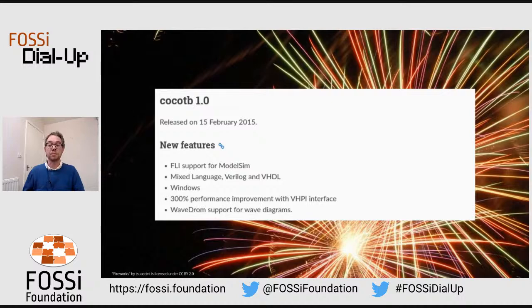So that was kind of the first release that got designated as potentially not stable, but at least a major milestone that was worth celebrating. There was added FLI support, that's a way to talk to ModelSim or Questa simulators. There was for the first time the ability to do mixed language designs that are written in Verilog and VHDL, and actually run Cocotb against those. And there was first initial Windows support, which is interesting on its own. And there was a lot of performance improvement and things beyond that.